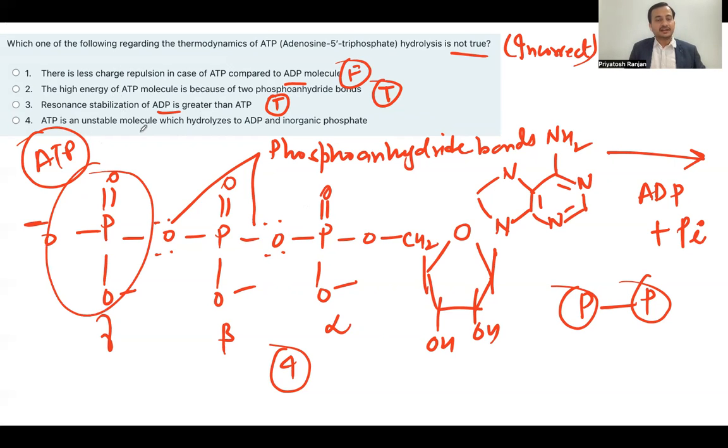Fourth, ATP is an unstable molecule which hydrolyzes to ADP and inorganic phosphate. This was the same statement which I made before. Yes, because of the presence of these two phosphoanhydride bonds, it is highly unstable and hydrolyzes to adenosine diphosphate, which is comparatively more stable than the ATP, and inorganic phosphate. So which one of the following regarding the thermodynamics of ATP is incorrect? And the answer is going to be 1.